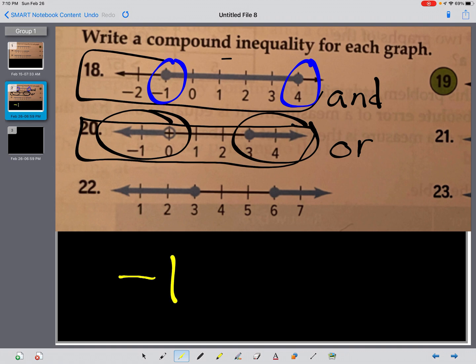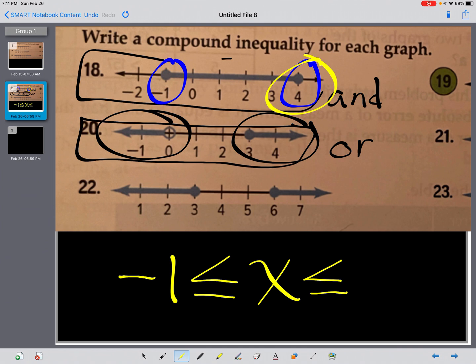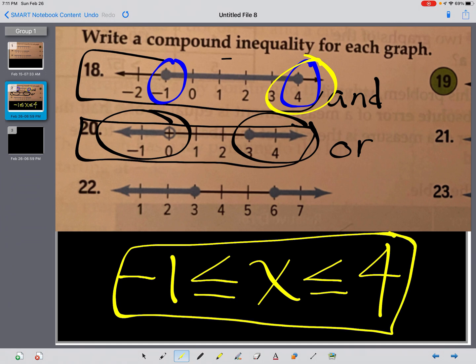So -1 is less than or equal to, just choose a variable, x. And once again, we use the less than or equal to sign. That's the sign we're going to use in these compound inequalities as far as the AND side is considered. And now we use that 4. All right, so we've successfully written the inequality for that number line graph.